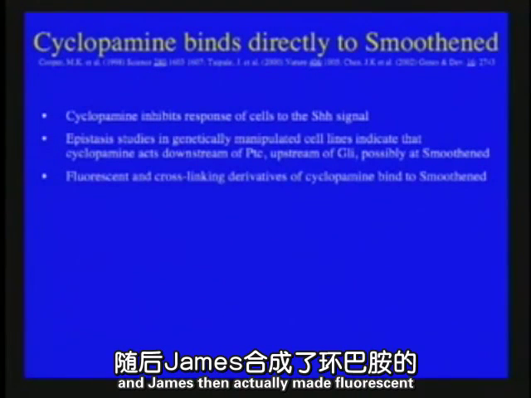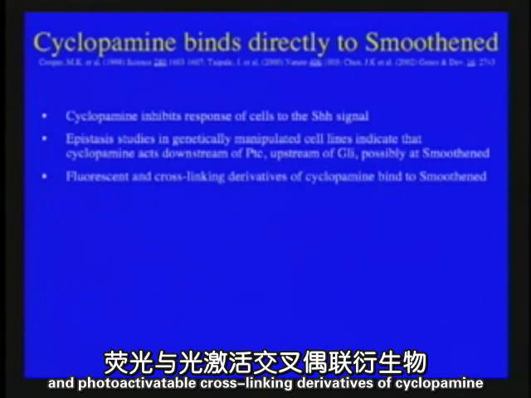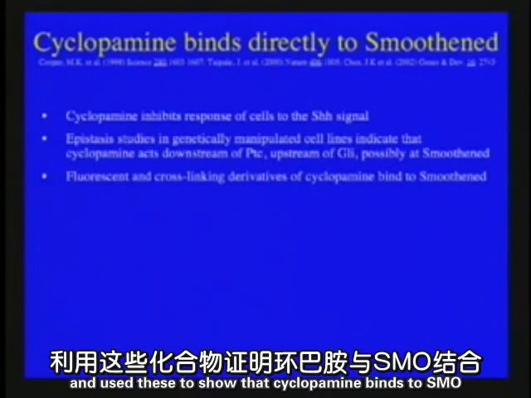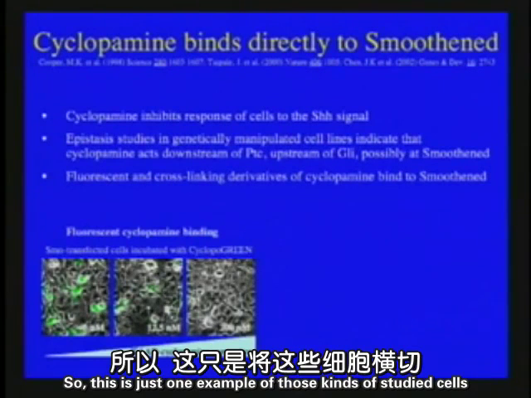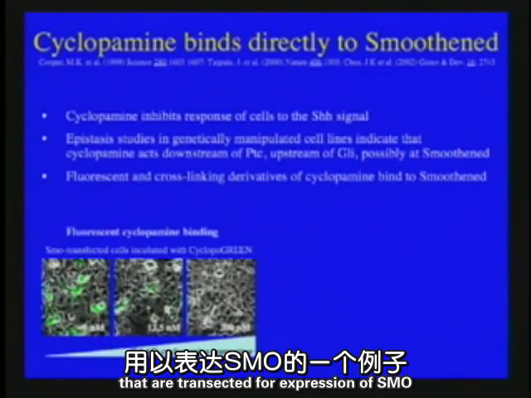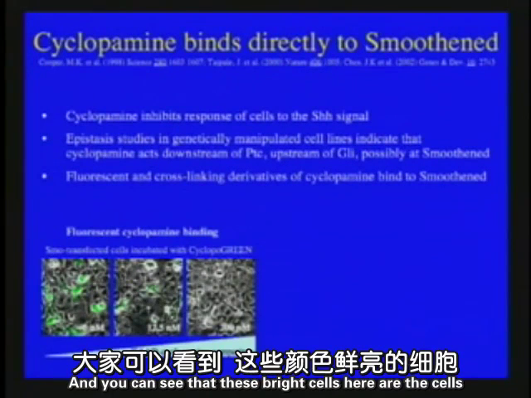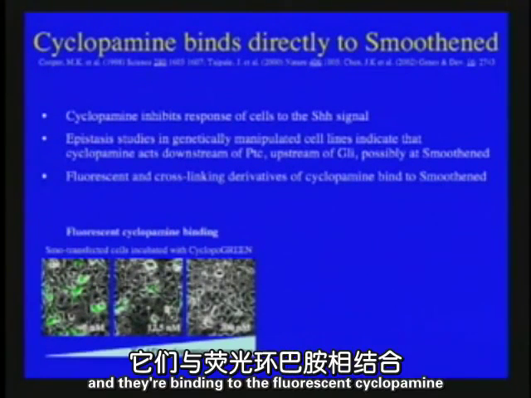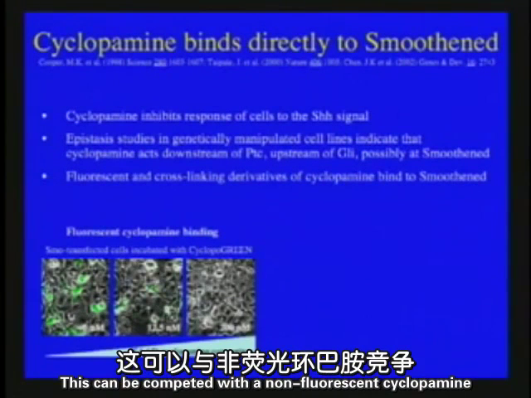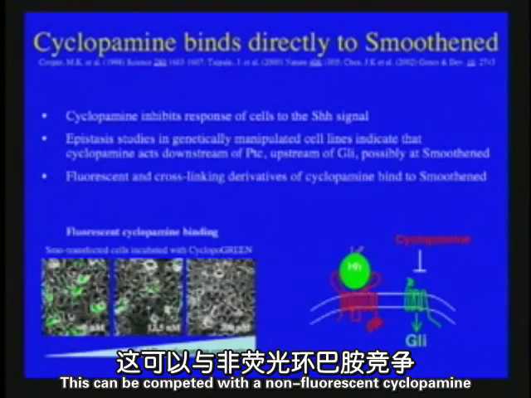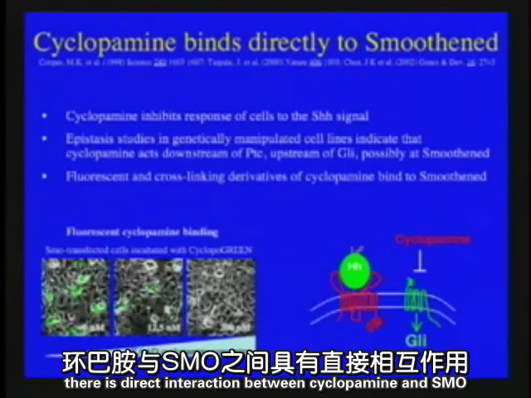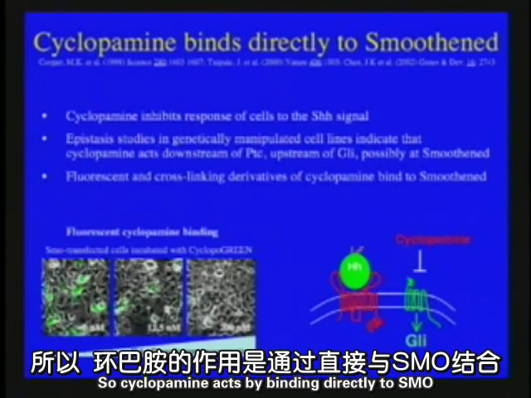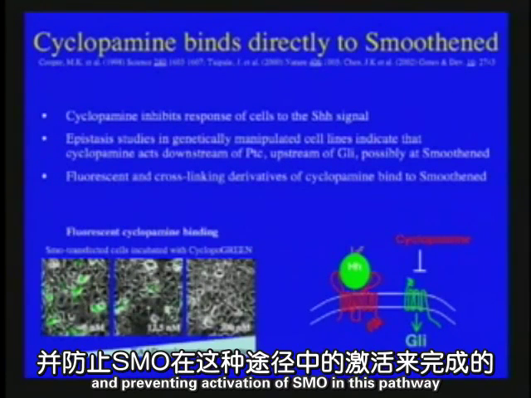And James then actually made fluorescent and photoactivatable cross-linking derivatives of cyclopamine and used these to show that cyclopamine binds to smoothened. So this is just one example of those kinds of studies, cells that are transfected for expression of smoothened. And you can see that these bright cells here are the cells that were transfected, and they're binding to the fluorescent cyclopamine. This can be competed with a non-fluorescent cyclopamine. With the cross-linking version of cyclopamine, it could also be shown that there's direct interaction between cyclopamine and smoothened. And so cyclopamine acts by binding directly to smoothened and preventing activation of smoothened in this pathway.